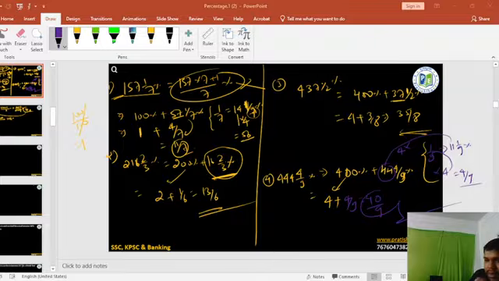Percentage, everyone has to make strong in that itself. How to convert number into percentage or percentage into number. First of all, take a random number, try to convert into percentage. Take a random percentage, try to convert into number. That is the first step. And that is the basic. Build the basic.